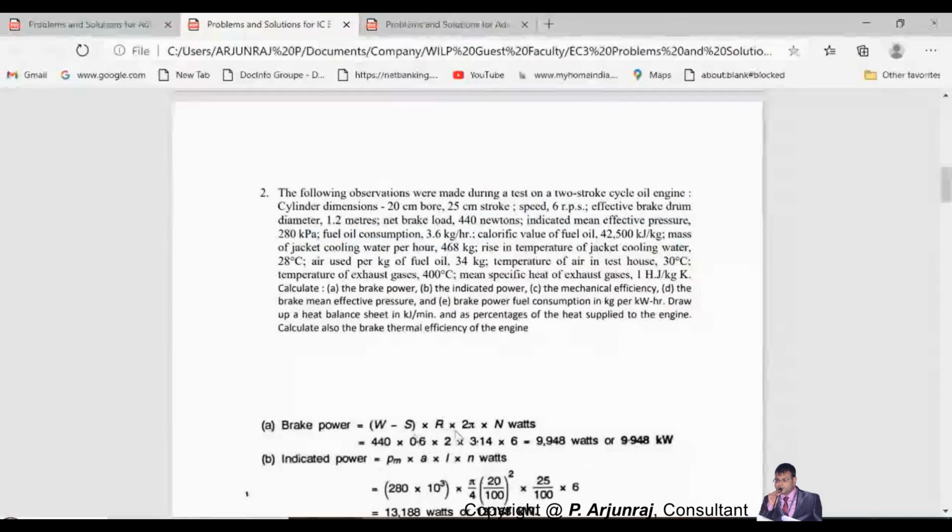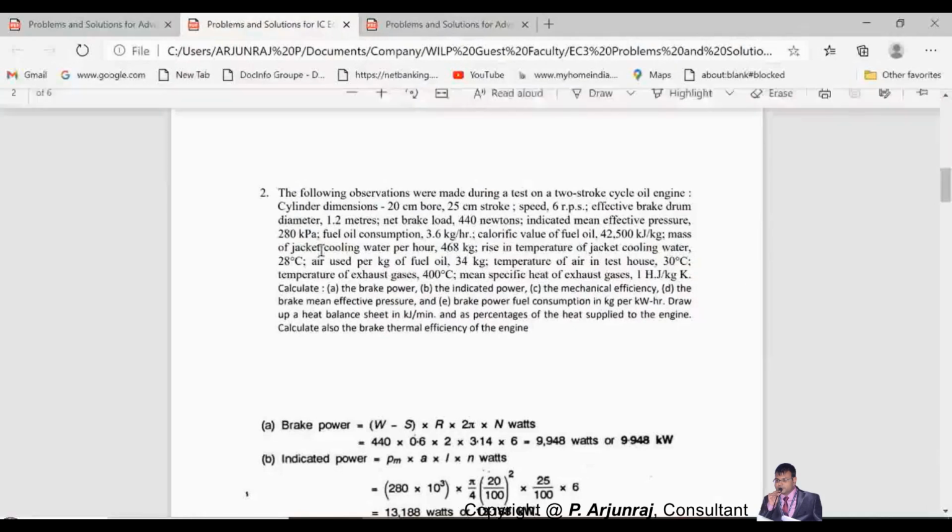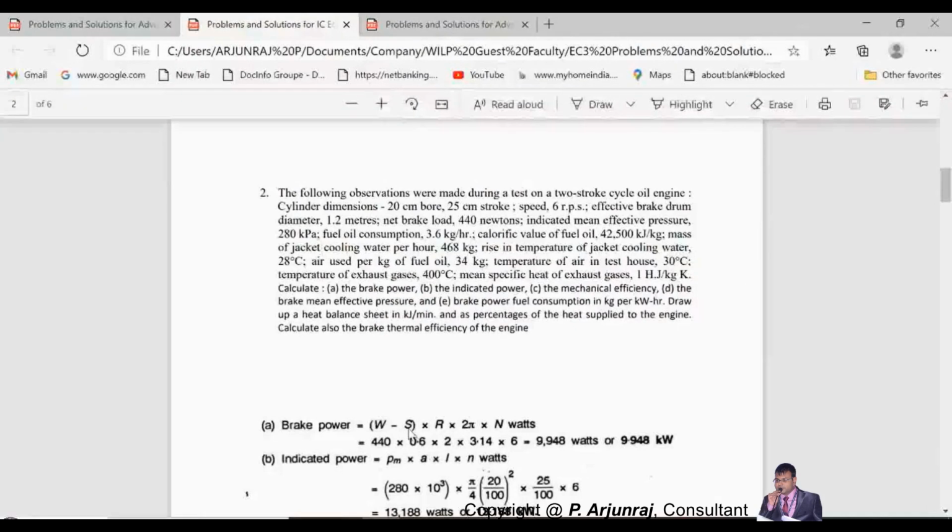So our radius is nothing but half of the diameter of the effective brake drum. The brake drum is always round shaped, having a circumference, diameter and radius. But normally we have to take the radius while calculating the brake power. So 1.2 divided by 2 gives 0.6.